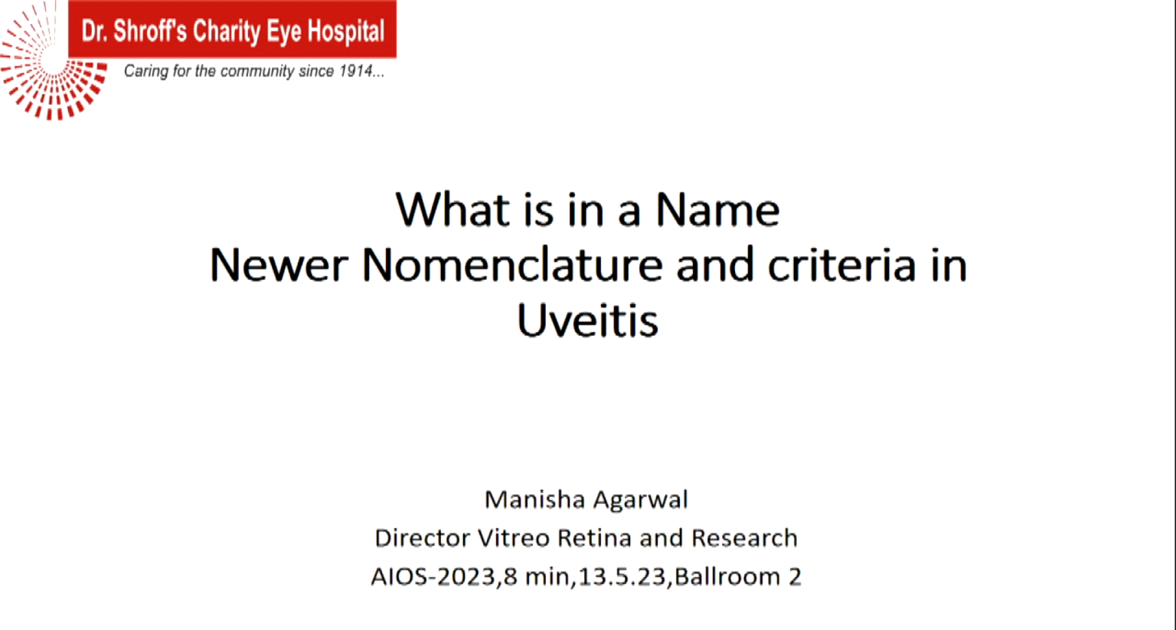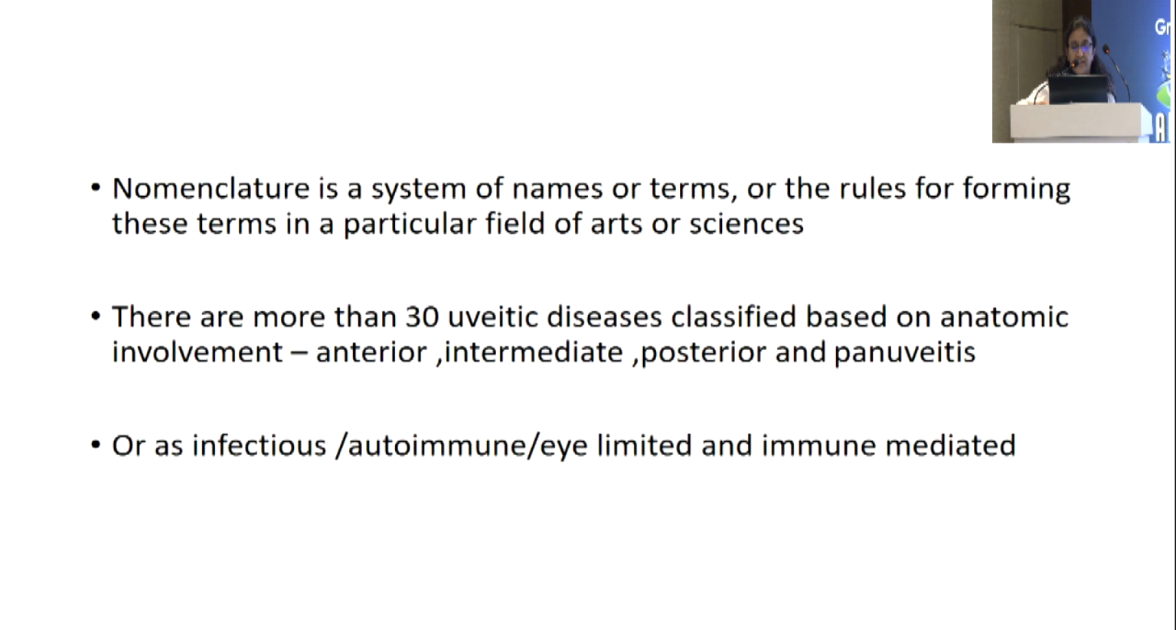A very good morning to all of you, and I apologize for missing from the hall when my name was called. So the talk for the day is what is in a name, newer nomenclature and criteria in uveitis. So let's first understand what exactly we mean by nomenclature. Nomenclature is basically a system of names or terms, or the rules for forming these terms in a particular field of art or science.